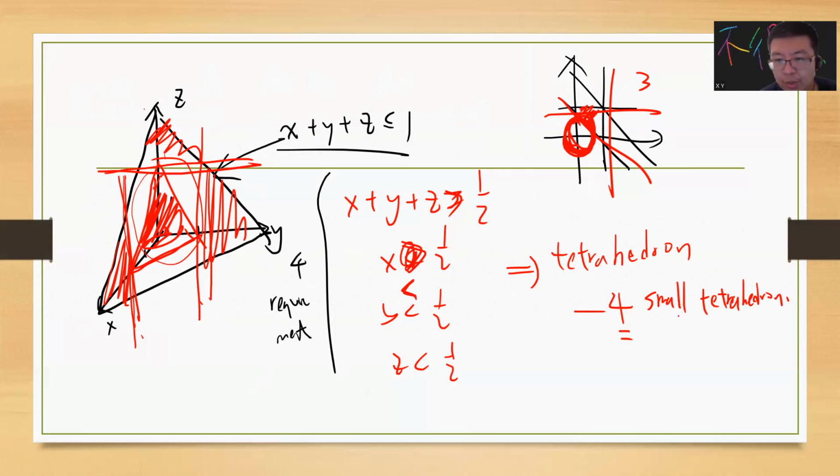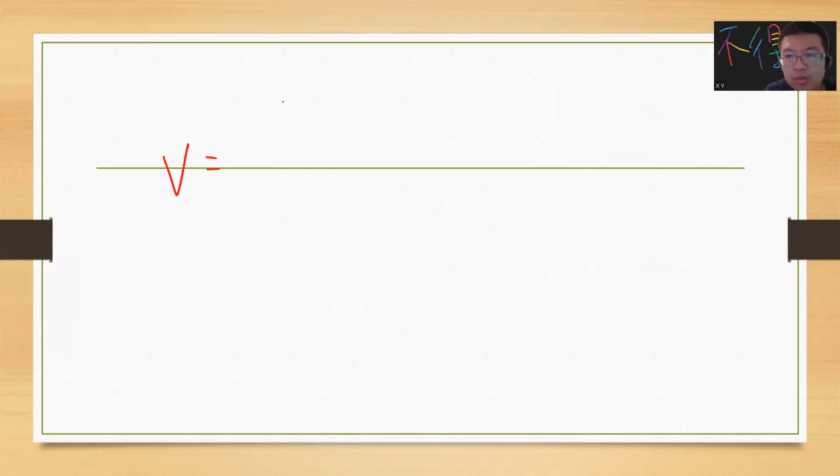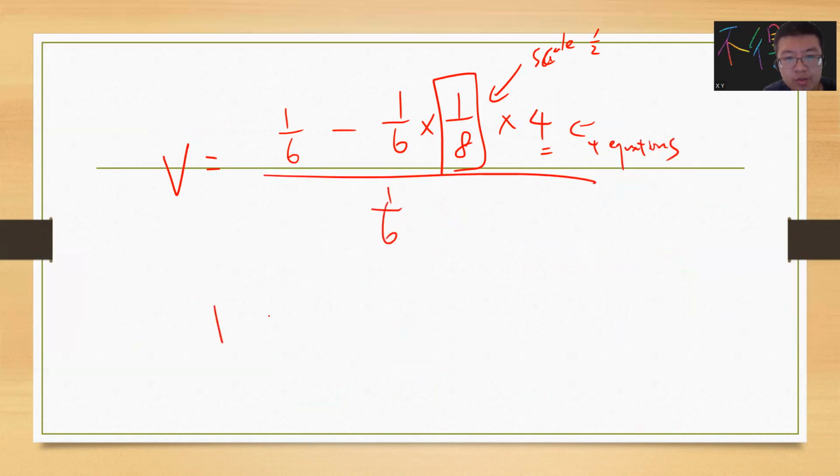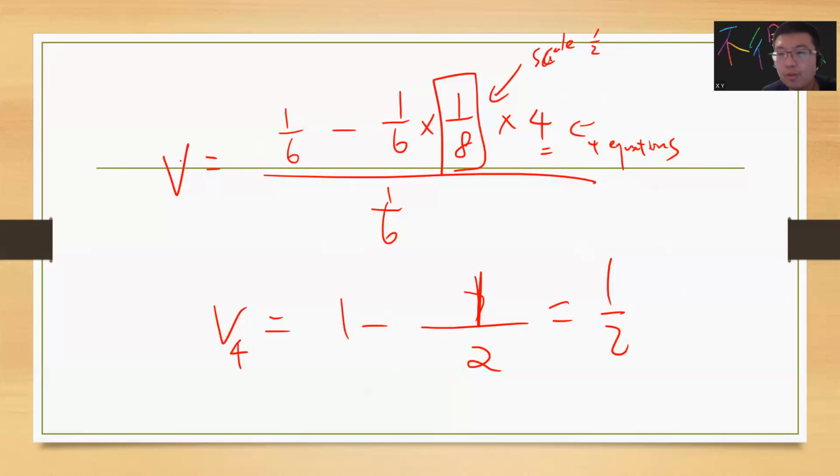Okay, and each small tetrahedron is the same as the whole tetrahedron, but with length half. So if this length is 1, then this tetrahedron will be half. The volume of the whole tetrahedron is 1 divided by 6. So it's the volume of the tetrahedron minus 1 divided by 6 times 1 divided by 8, because the scale is just half, and then times 4, because we have 4 equations, divided by 1 divided by 6. So V is just 1 divided by 2. So it's half. This is for n equals 4. So for n equals 4, we get half.